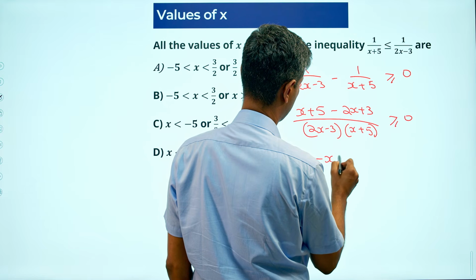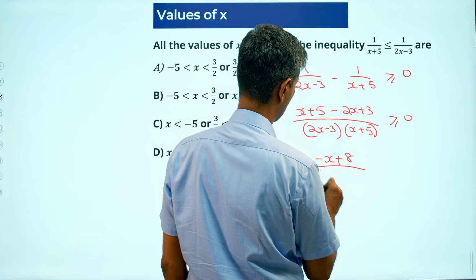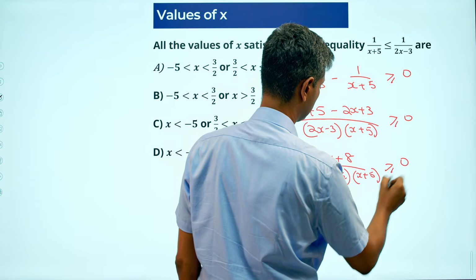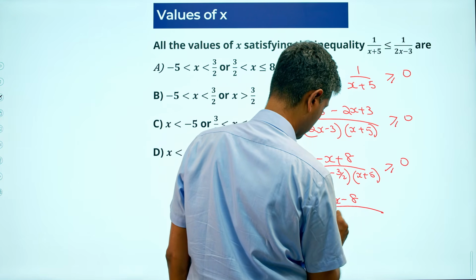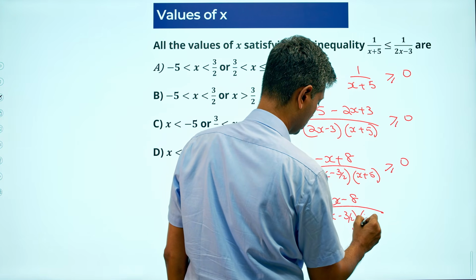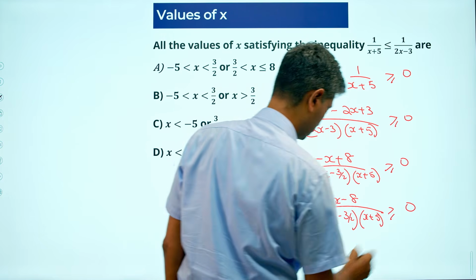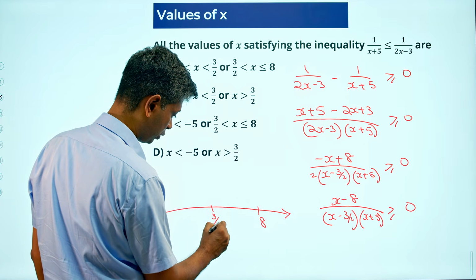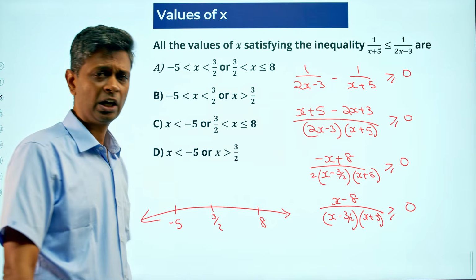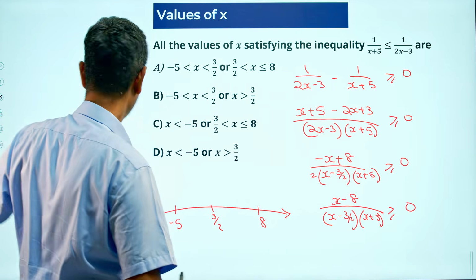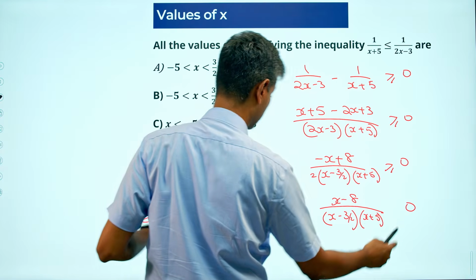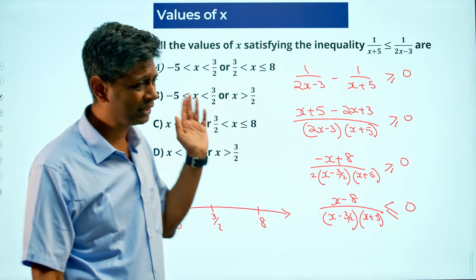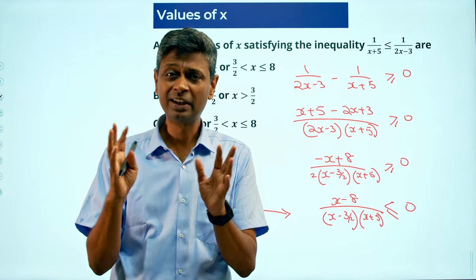Minus x plus 8 by 2 times x minus 3 by 2 into x plus 5 greater than or equal to 0, or x minus 8 by x minus 3 by 2 into x plus 5 less than or equal to 0. The turning points are 8, 3 by 2, minus 5. We want to find out where it is less than or equal to 0, because I've swapped this. Just bringing everything to one side, taking the LCM, simplifying it, finding the roots.